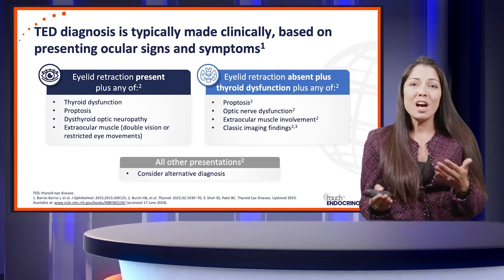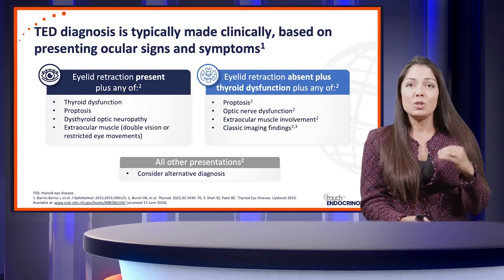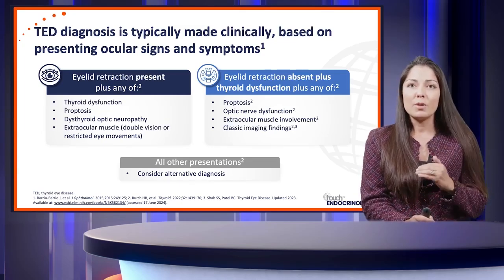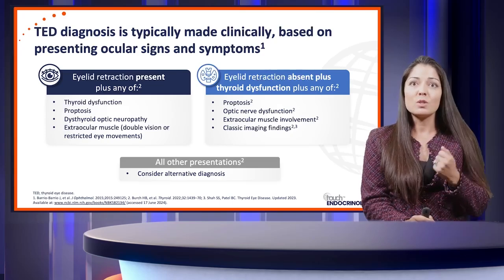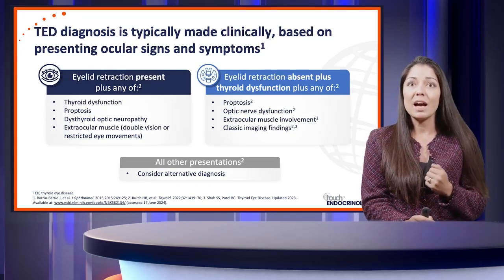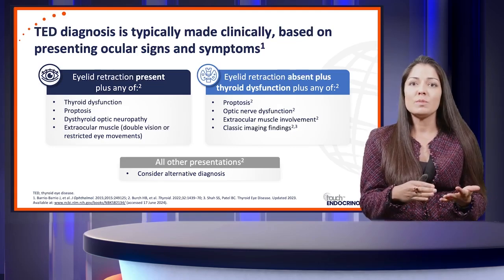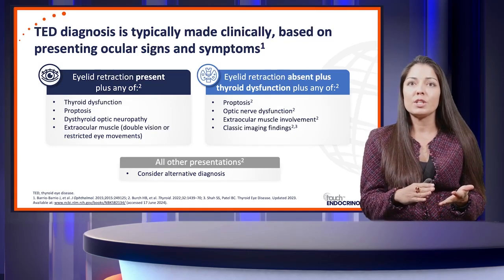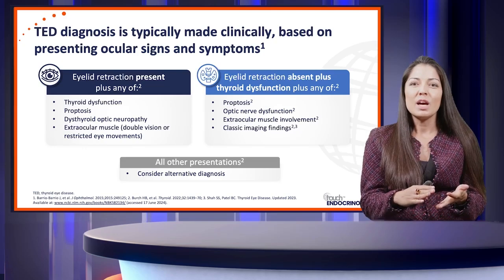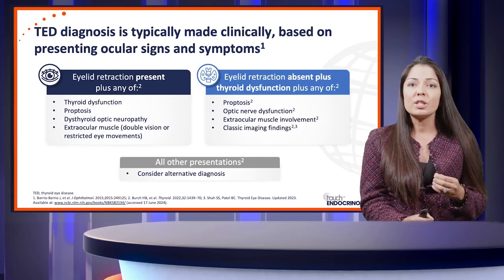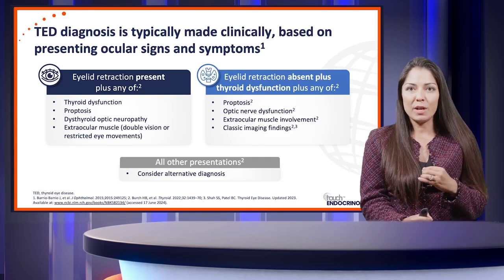Now, if you have a patient that does not have eyelid retraction, but they do have thyroid dysfunction, and they have one of the other of the bottom list, then you can assume that they have thyroid eye disease, or at least have a high suspicion. So if they have thyroid dysfunction and classic signs and symptoms like proptosis, optic nerve dysfunction, or extraocular muscle enlargement, then they may have thyroid eye disease, or if they have thyroid dysfunction and classic imaging findings.